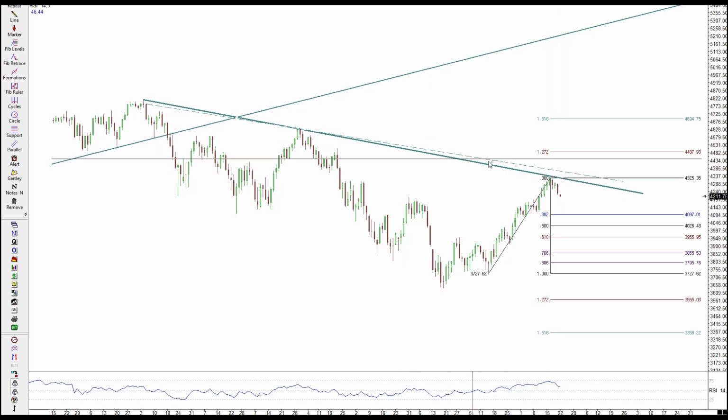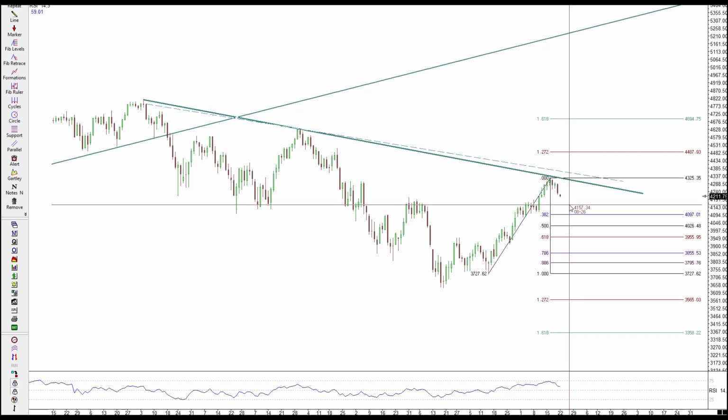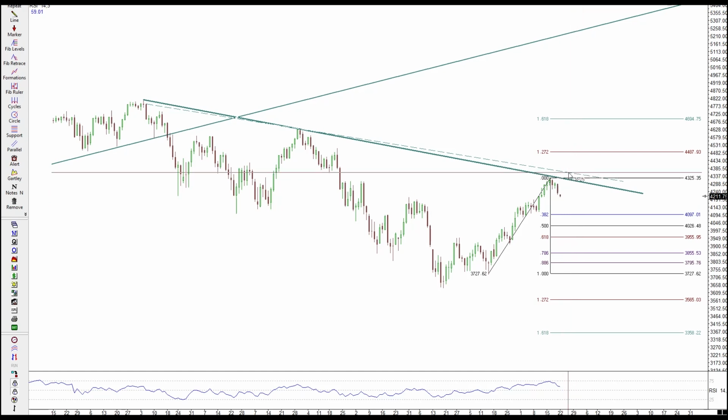Now this dash line here, if the market is able to come back up above this high in the near future, I would be watching this trend line for resistance as well, and that's bringing the price back up around to that 43.50-ish area that we just looked at on the monthly chart.